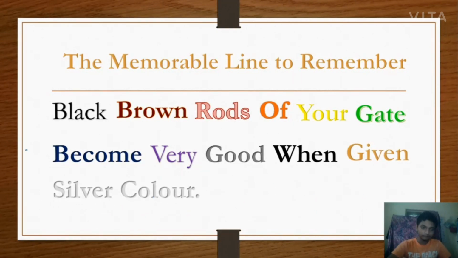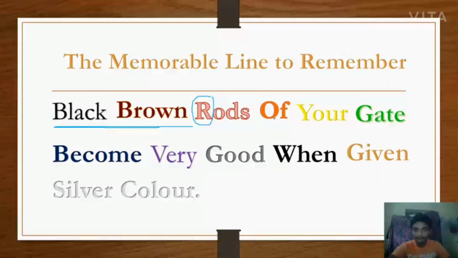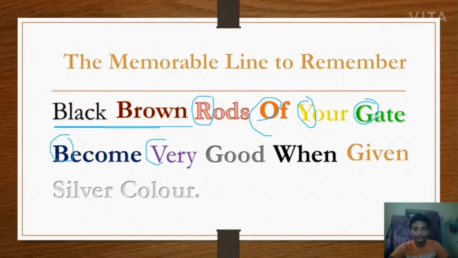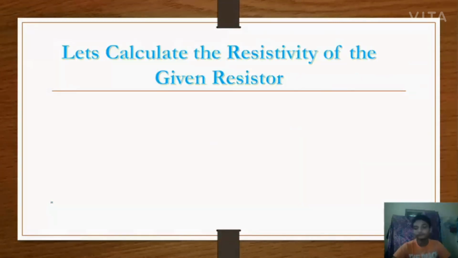Black and brown means everybody knows that the first two colors will be black and brown. Rods, R for rod, R for red. O for orange. Yellow, your yellow. Gate, green, G for green, B for blue, V for violet, very violet. G for grey, good grey. W for white, G for golden, given. Silver color, who doesn't know? It is already written, silver color.